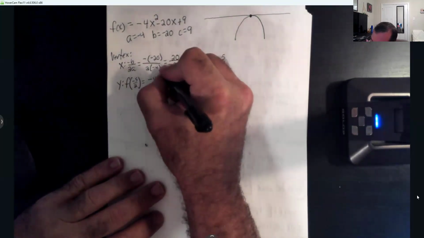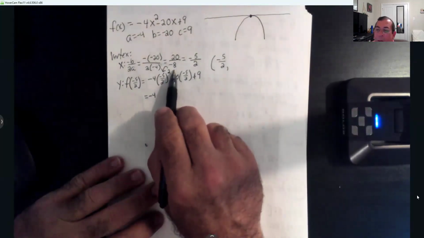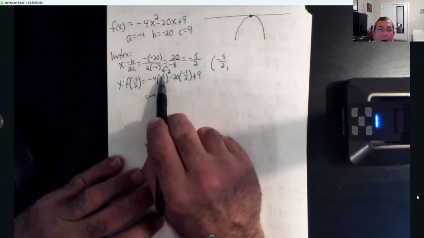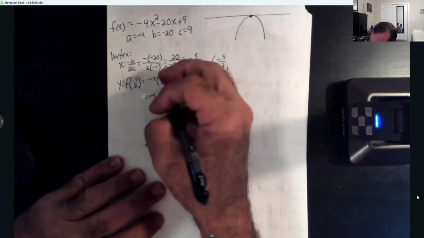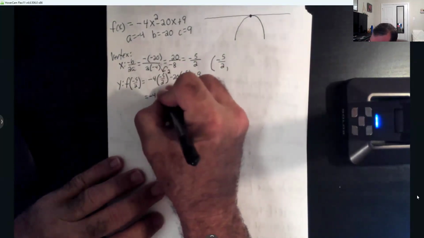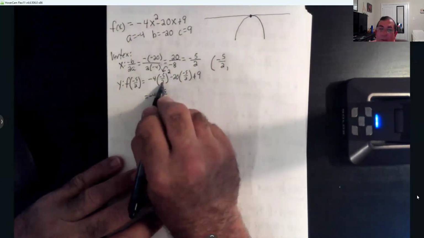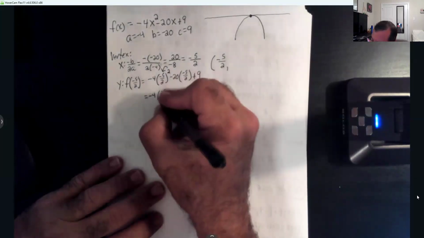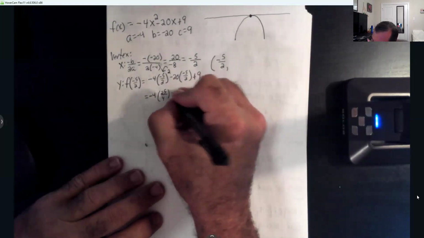First thing you would do is the fraction raised to an exponent. So you would multiply the top, negative 5 times negative 5, make that a 25. And then you square the bottom also. 2 times 2 is 4.